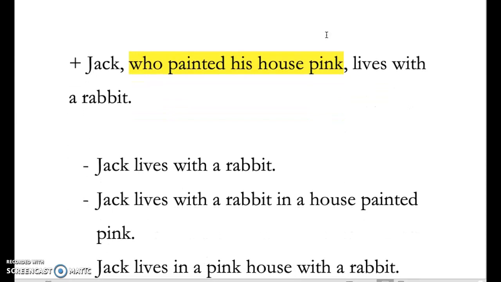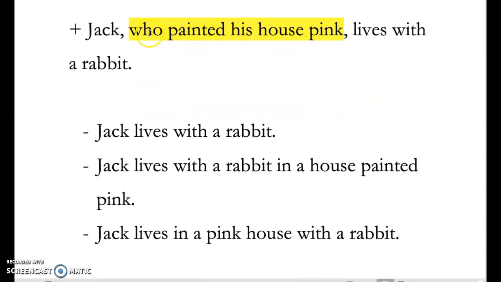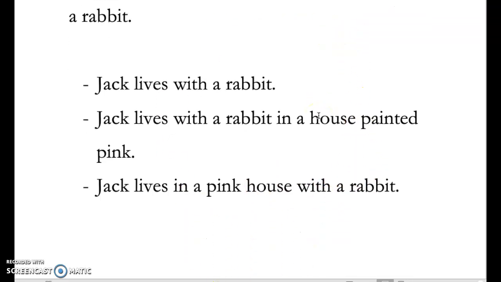Here's another example. Jack, who, remember that's my other word, who painted his house pink, lives with a rabbit. So again, the basic sentence is Jack lives with a rabbit. Jack is the subject, lives with a rabbit is the predicate. I could rewrite this sentence. Jack lives with a rabbit in a house painted pink. Or I could make it even simpler and say, Jack lives in a pink house with a rabbit. So again, I'm varying my sentences in different ways.